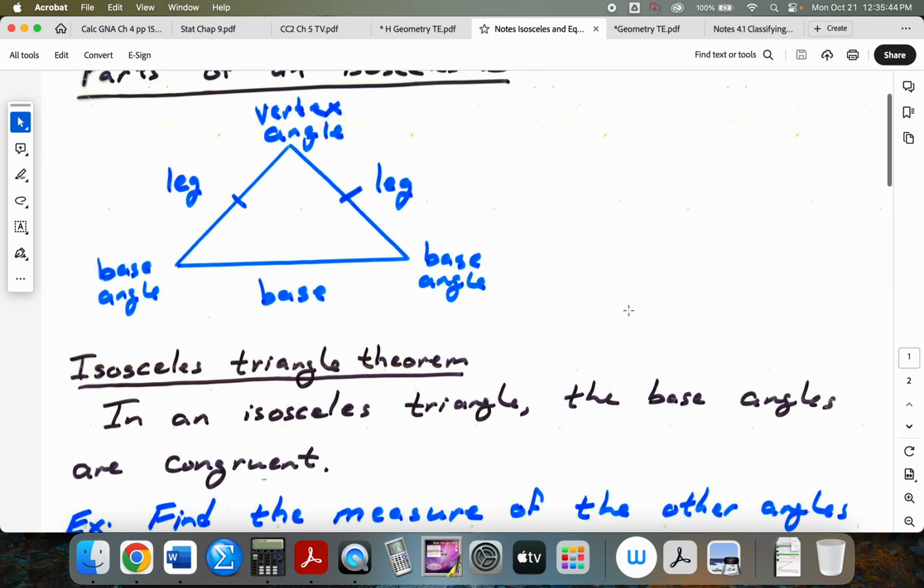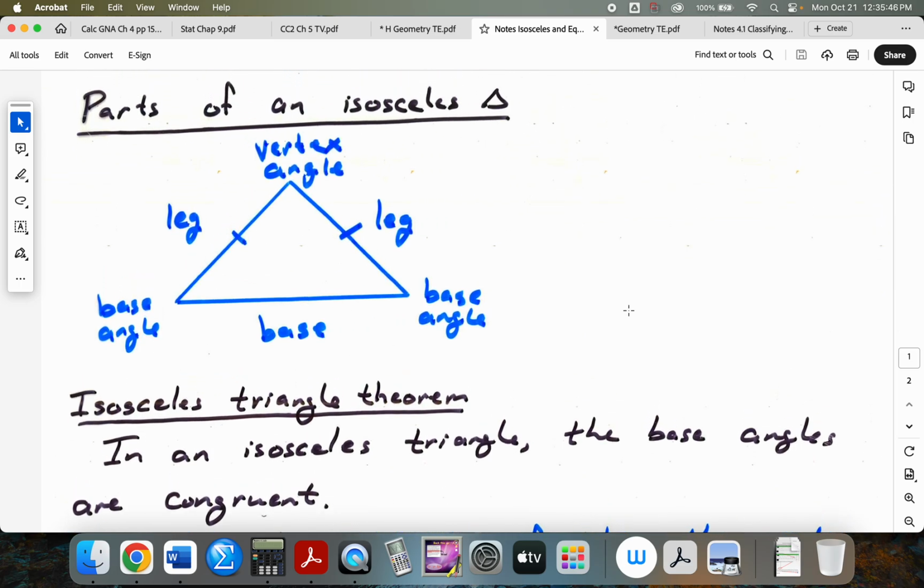So we have something called the isosceles triangle theorem, which says in an isosceles triangle, the base angles are congruent. We aren't going to try and prove this right now because, frankly, we don't have enough information to do it yet. But I think it's pretty obvious.